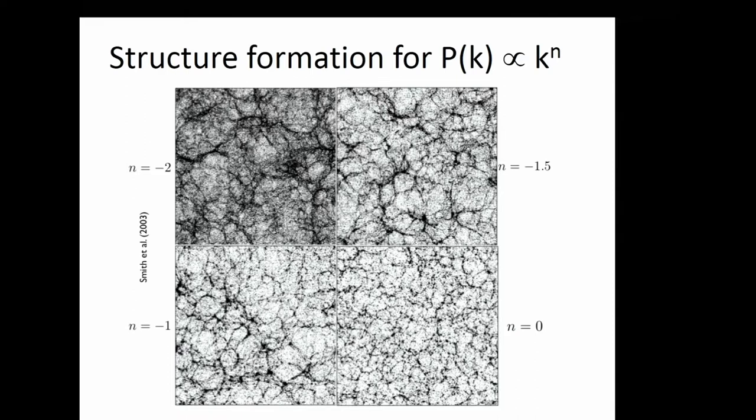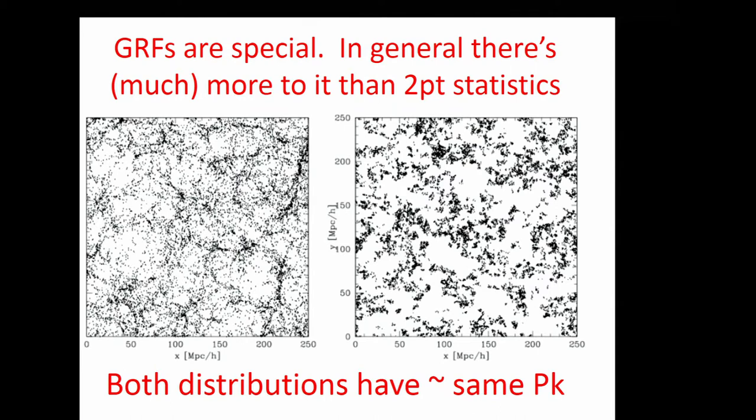And so the clustering encodes information about the power spectrum. Now we'll mainly be talking about the power spectrum or the correlation function, its Fourier transform. But there's more information in here, so I just want a couple of slides to show you that before we move on, okay?